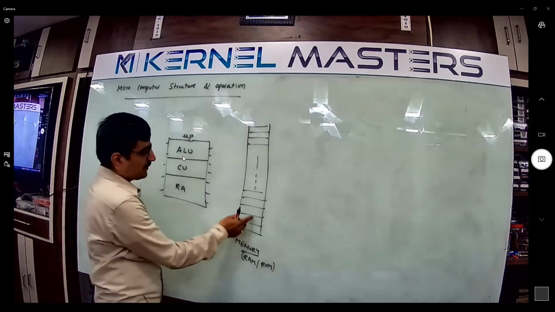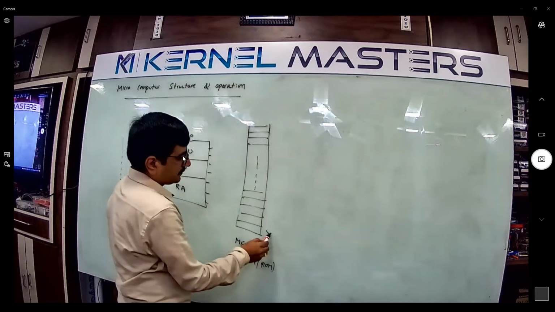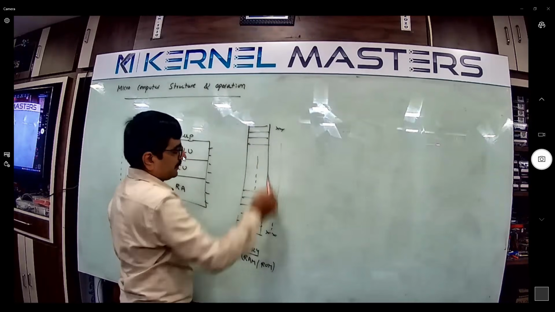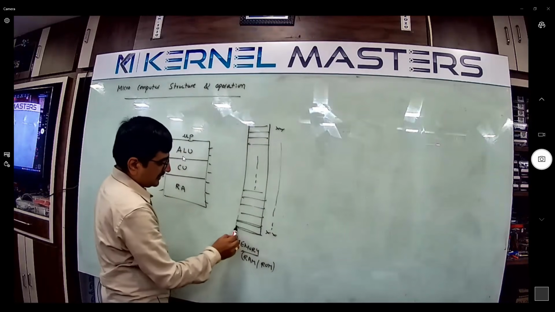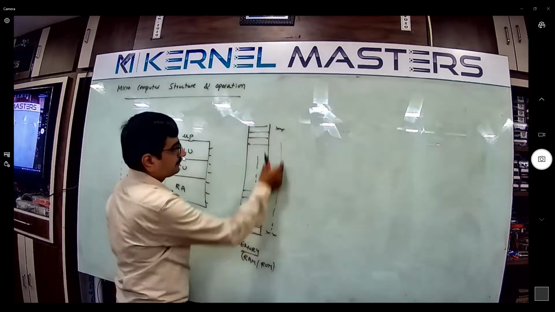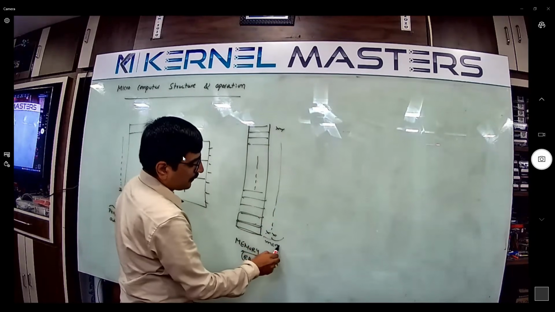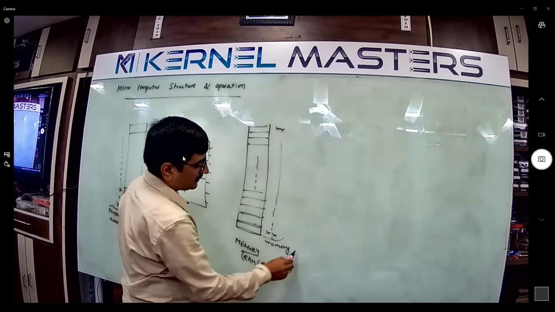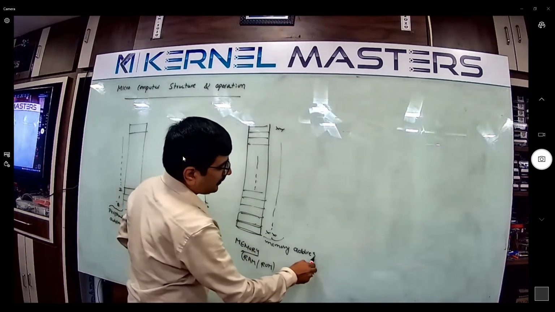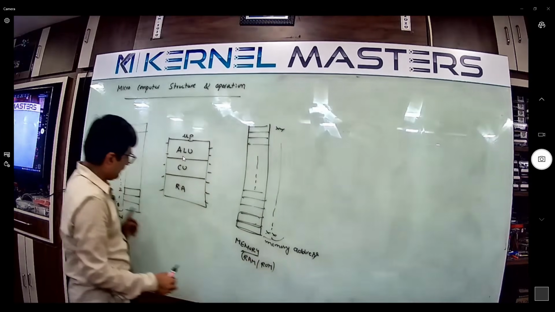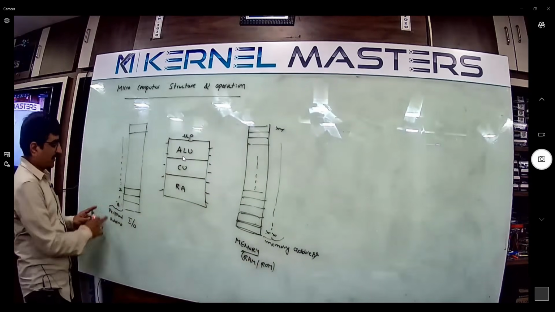The memory contains memory locations. Each memory location has some address, and this address is called the memory address. For peripherals, it is the peripheral address or IO address.